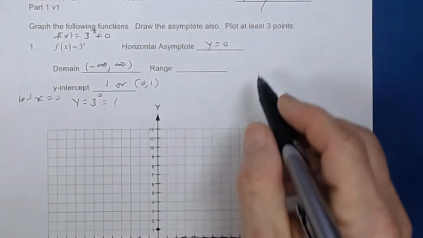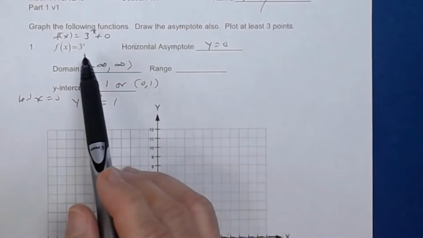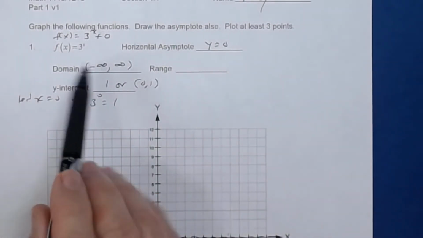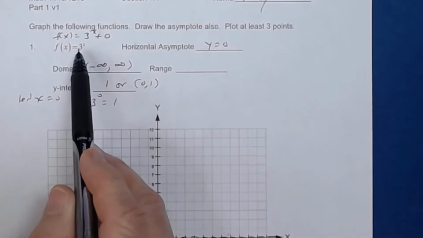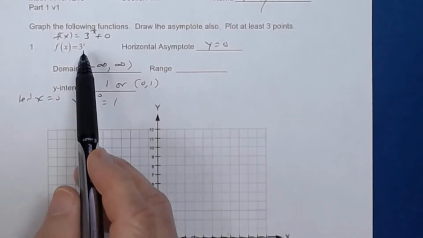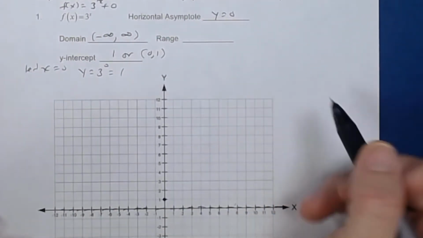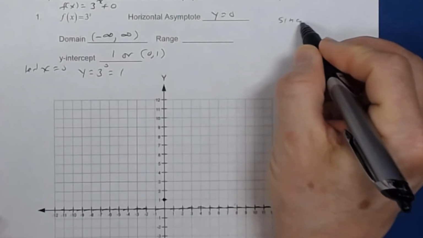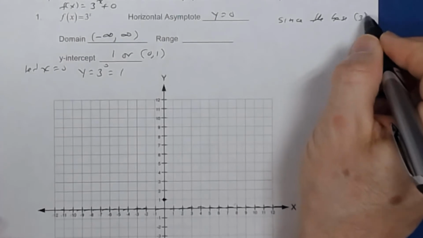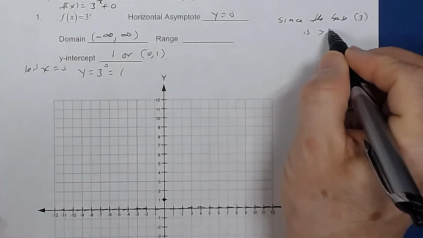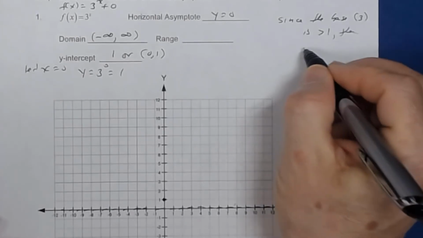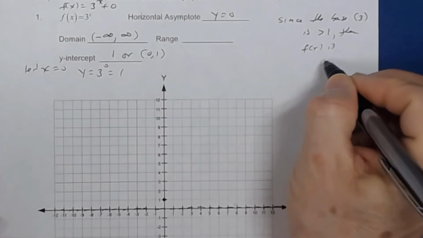Now, one of the things that you learned as we went through these lessons was, see where the base is 3? The base is 3, and the exponent's x. That means that your function is an increasing function. I'm going to write this down. Since the base, which is 3, is greater than 1, then f of x is an increasing function.